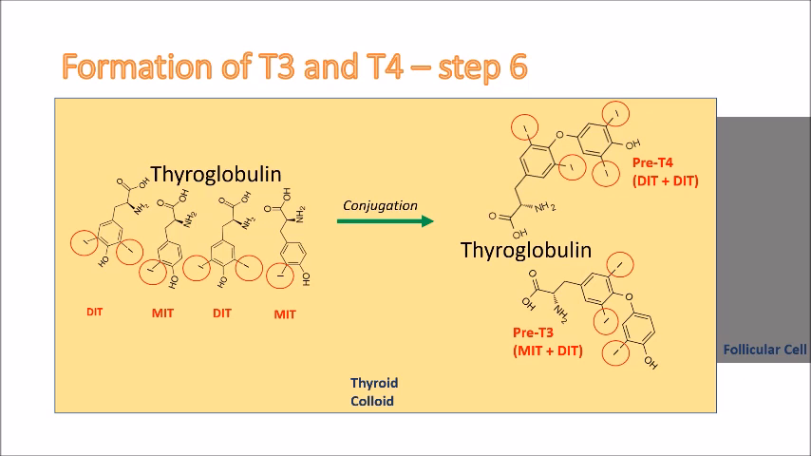This occurs somewhat randomly. You can have an MIT conjugate with a DIT to form pre-T3. As you can see, 2 iodines plus 1 iodine equals 3 iodines, so that's how you have your pre-T3. Or you can have 2 DITs come together to form pre-T4, and this, as you can see, is your 4 iodines.